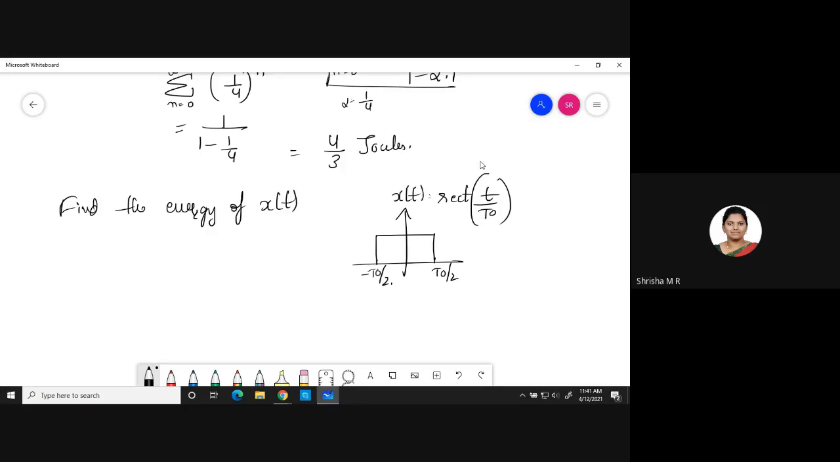So you have to find the energy of this. This is a continuous time signal. Previously, what we saw was discrete time. This is continuous time. So what is the equation for energy?